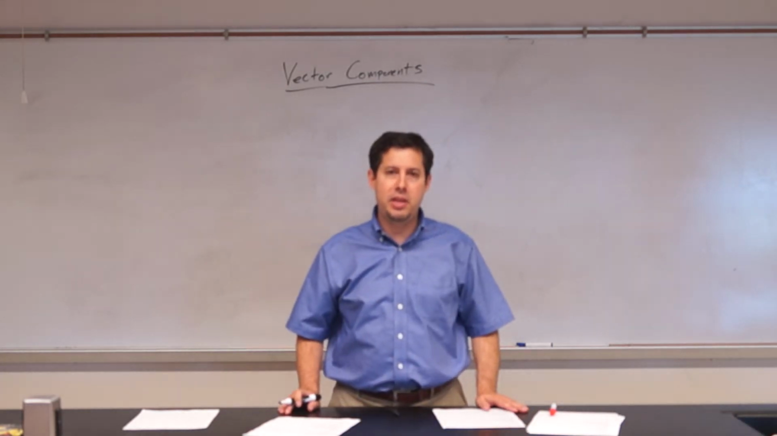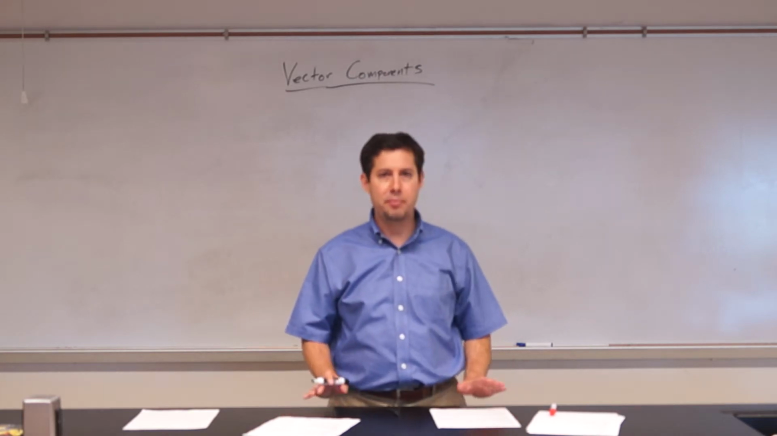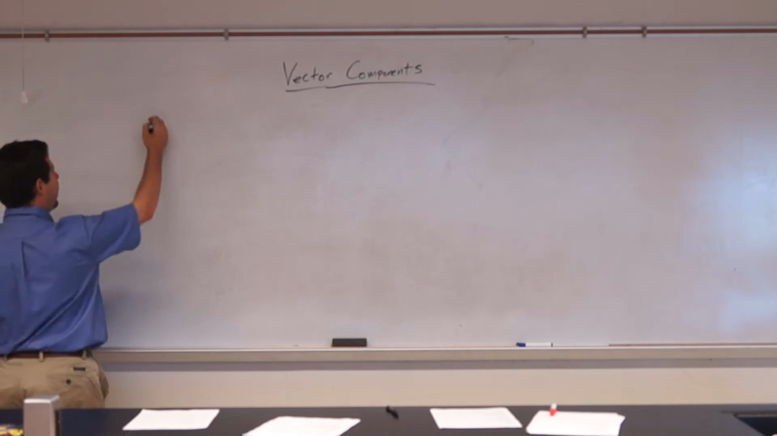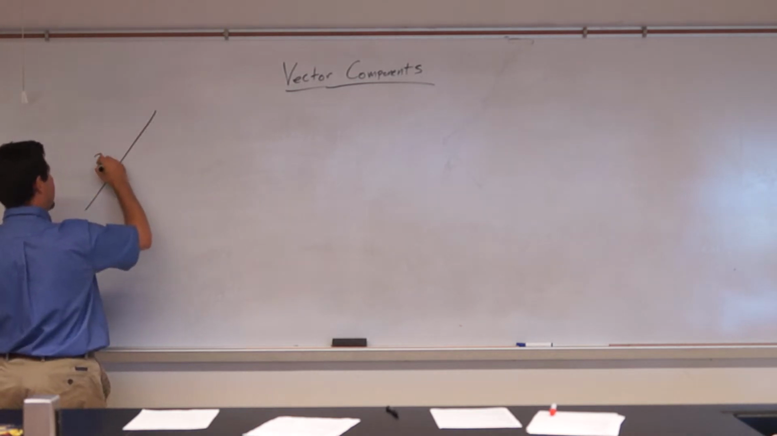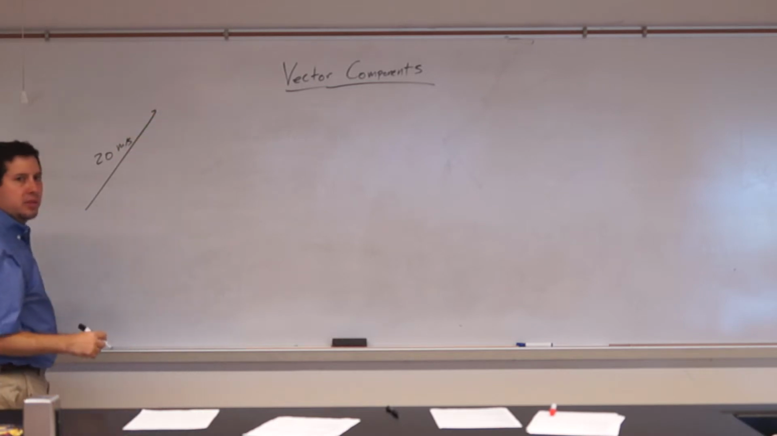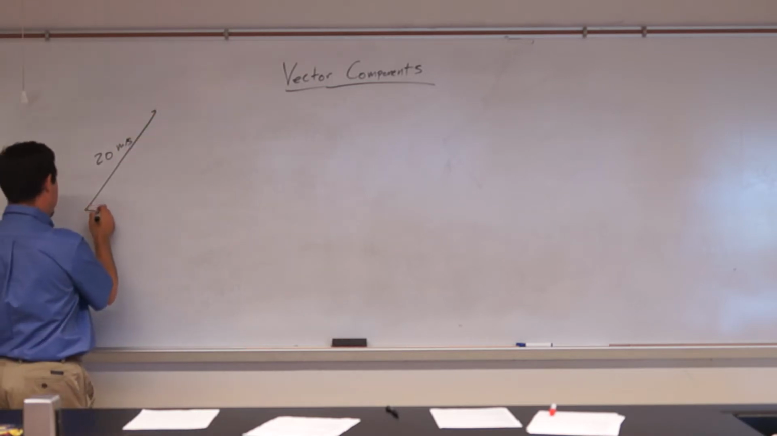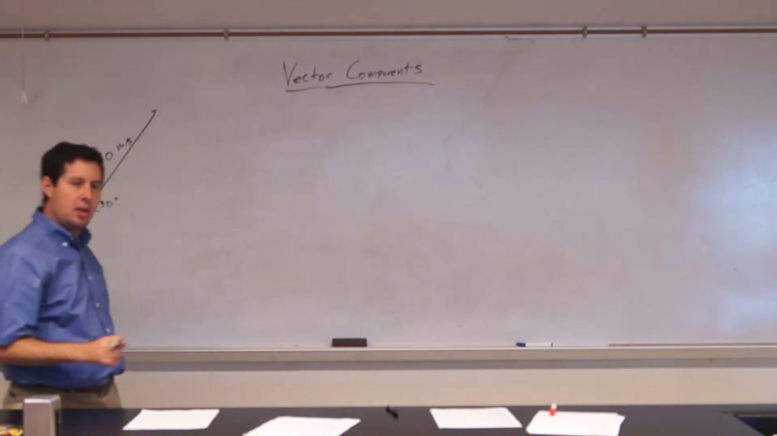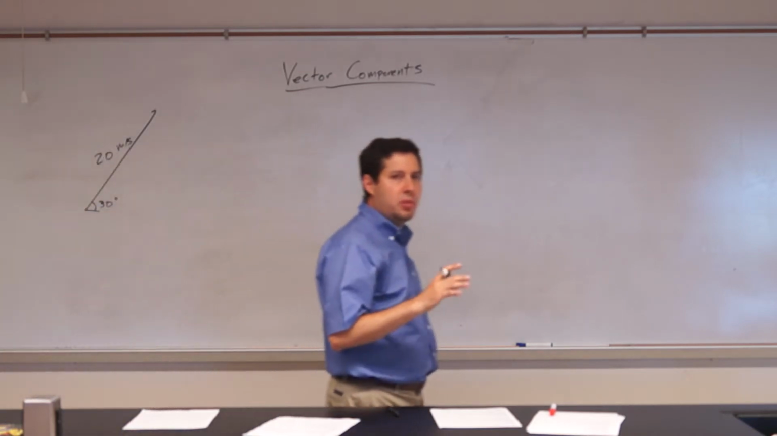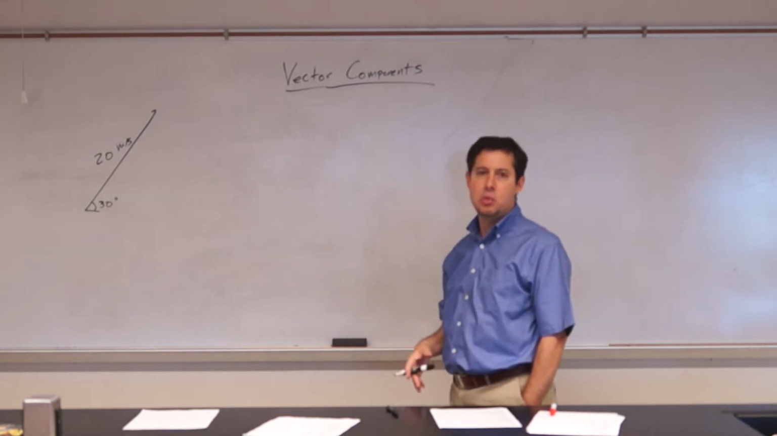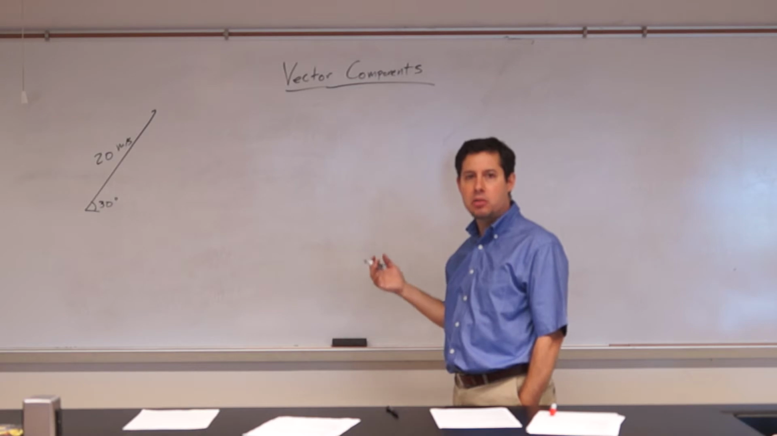Hi, this is a video on vector components. Here's the idea. Let's say we have a vector, and I'm going to call this vector A, and we're going to say it is 20 meters per second. So it's a velocity vector at an angle of 30 degrees. Well, sometimes to work with vectors, it actually works best to break it into its component parts.